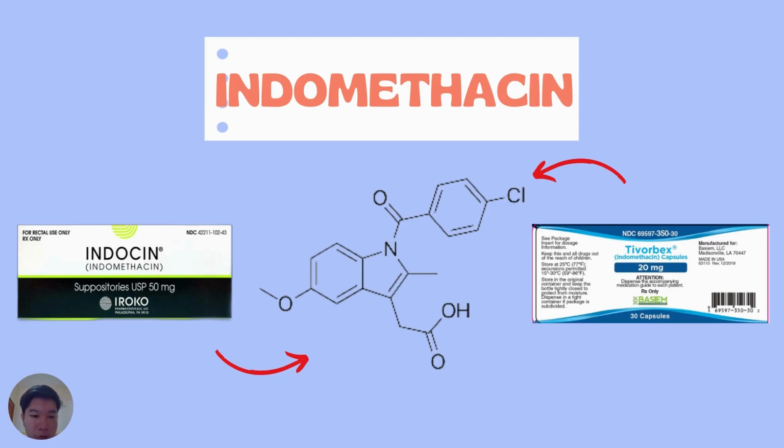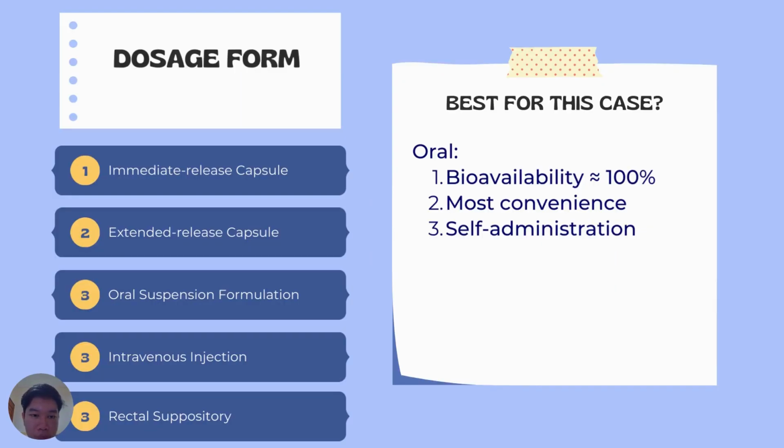Move to the next part. This is an example of a branded medication that contains indomethacin as its active ingredient. Next slide. Indomethacin is available in various oral administration forms, including immediate release capsules, extended release capsules, and oral suspension formulation. It can also be administered through intravenous injection or rectal suppository.